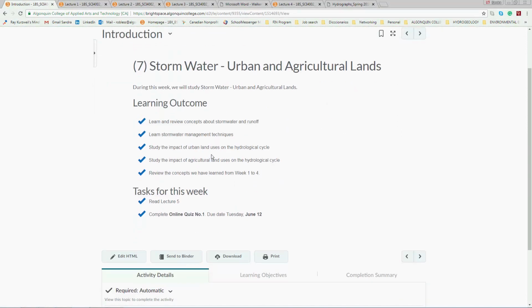So we're going to learn about stormwater runoff, stormwater management techniques, and study the impact of urban land uses on hydrological cycles, as well as the impact of agricultural land uses on the hydrological cycle. And we will review the first 2 weeks. We will assess that in the online quiz. So let's review that. What we are going to see in this week, what we can expect to see in the online quiz number 1.